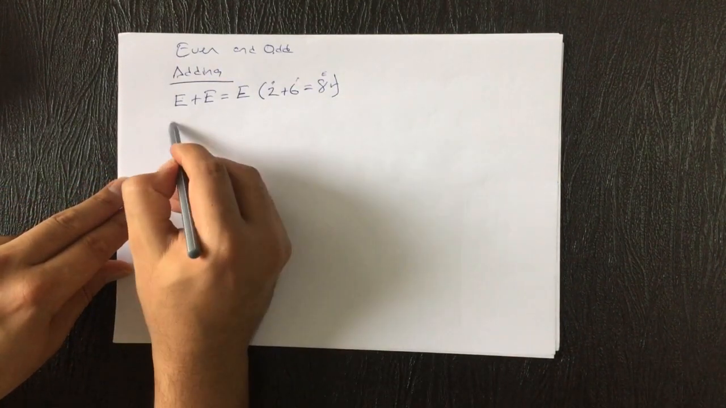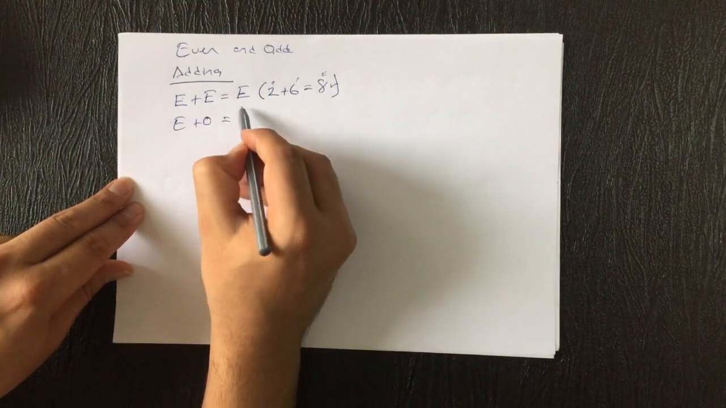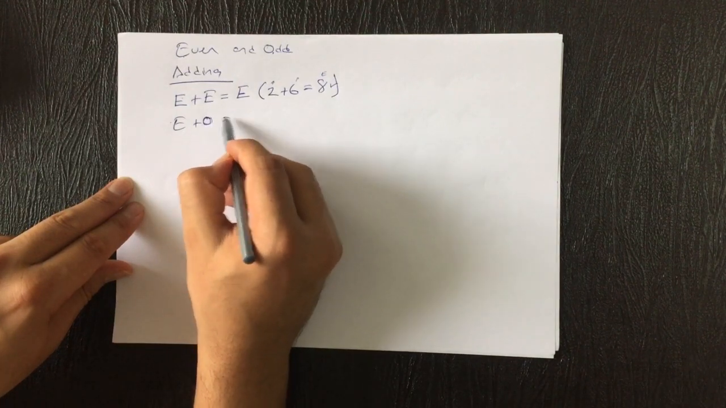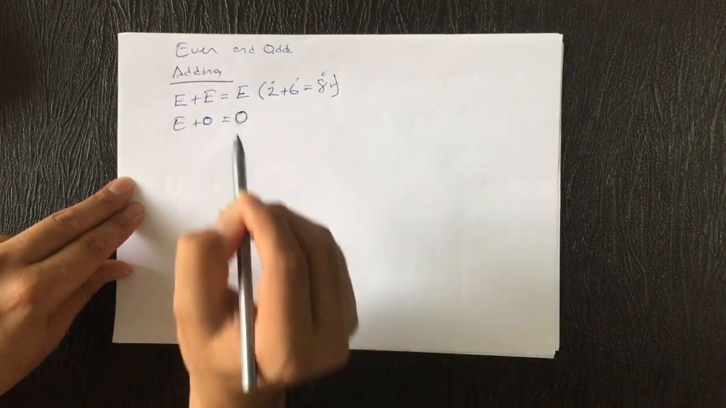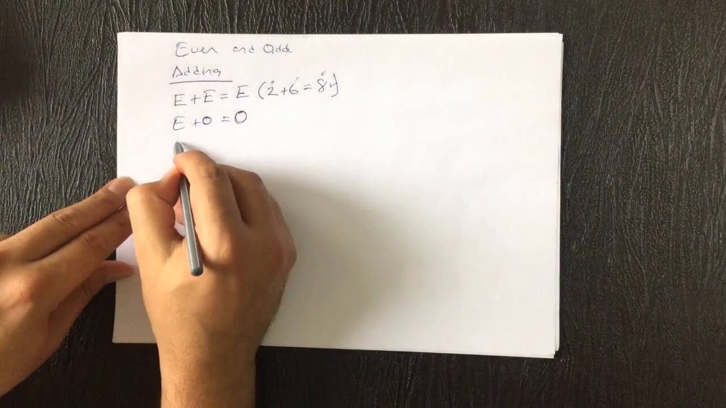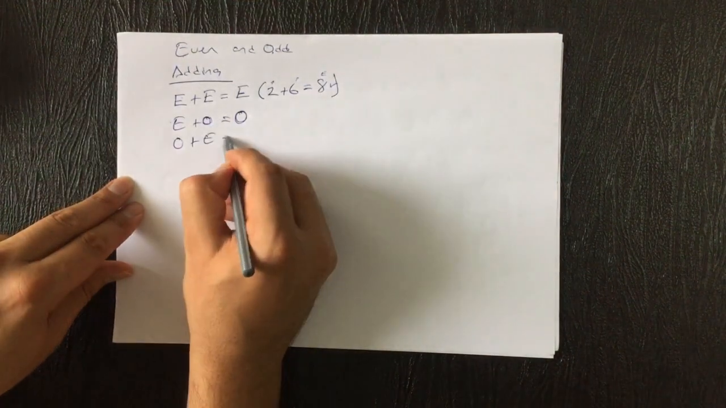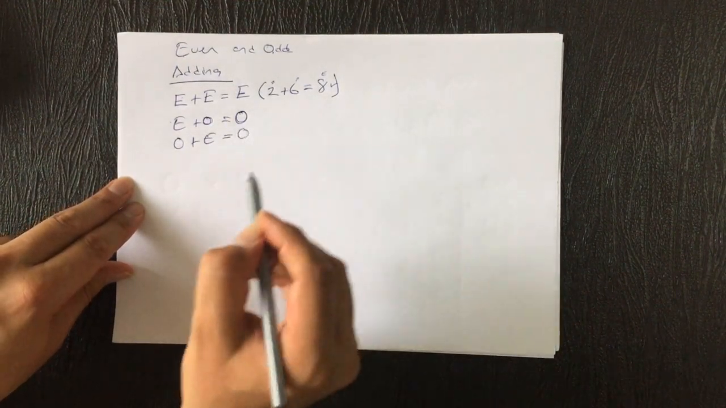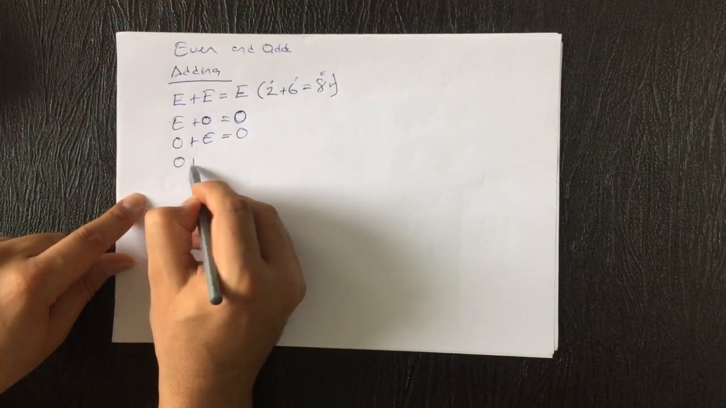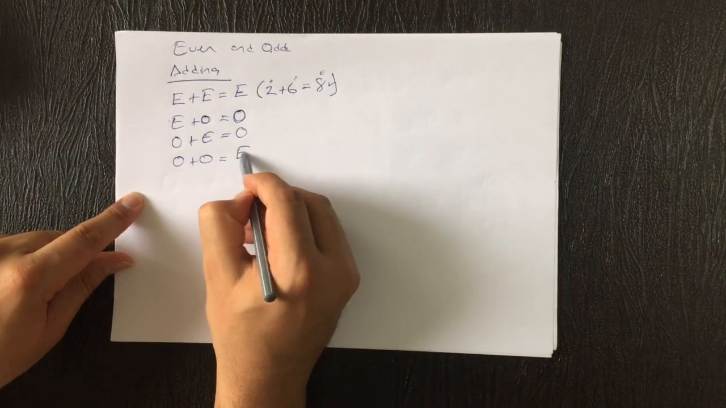Let's look at it: if one is even and the other one is odd, then what is the result? It's odd. It will be odd. I will explain why later. If one is odd and the other one is even, then your result must be odd again. Then if odd plus odd are together, then it is even.